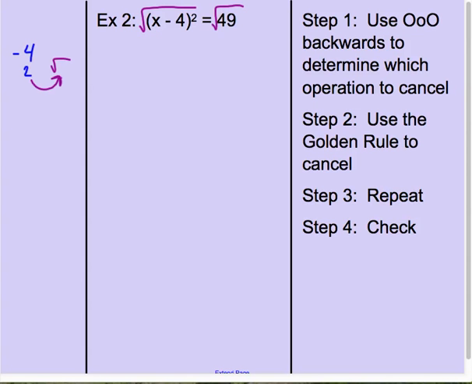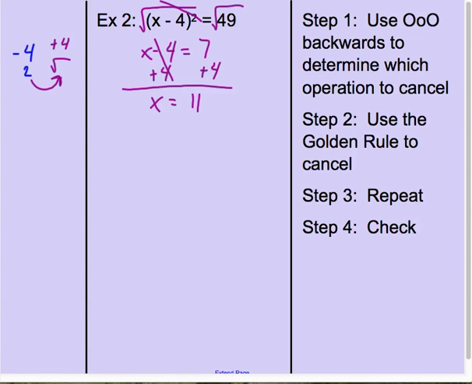Why am I square rooting both sides? To cancel the square. Again, on the side with the variable, you are performing operations to simplify. On the right hand side, square root of 49 is 7. Continuing to work backwards, looking over at my left hand column, the opposite of subtracting 4 is adding 4. So I will use the golden rule to add 4 to both sides. Why am I adding 4? To cancel my subtraction, and 7 plus 4 is 11.